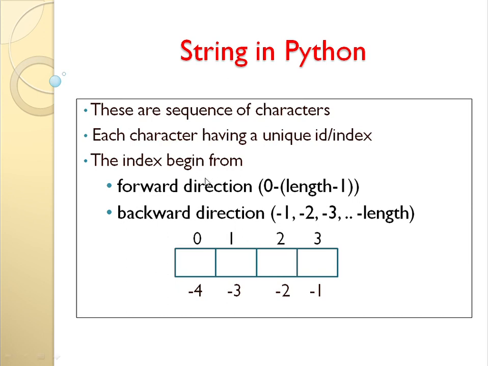Next, strings are a sequence of characters, each character having a unique ID or index. These unique IDs or indexes begin in two different ways. The first one is the forward direction, and the second one is the backward direction. In the forward direction, the counting will always start with the 0th index and go till length minus 1, whatever the length of that particular string is. In the backward direction, the counting will always start from minus 1 and go minus 2, minus 3, and so on till minus length.